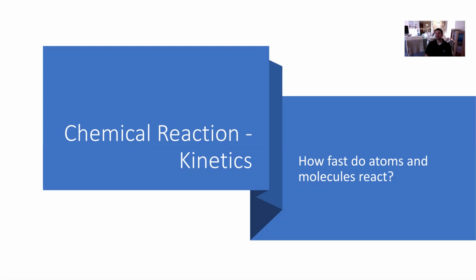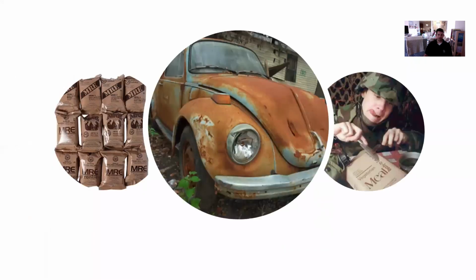Today we are going to look at the kinetics of a chemical reaction. When we say kinetics, we're thinking about movement. So how fast do atoms and molecules react? That's what we're thinking about, them coming together. All right, we'll be thinking about the speeds of reactions.